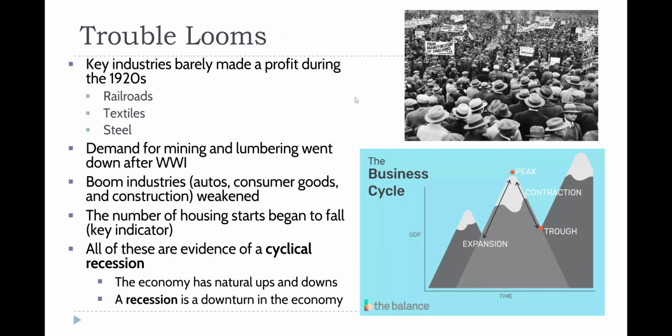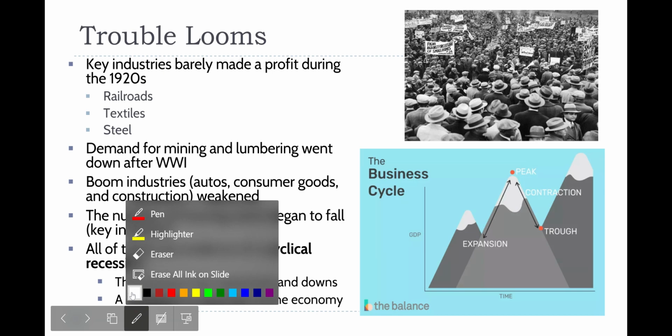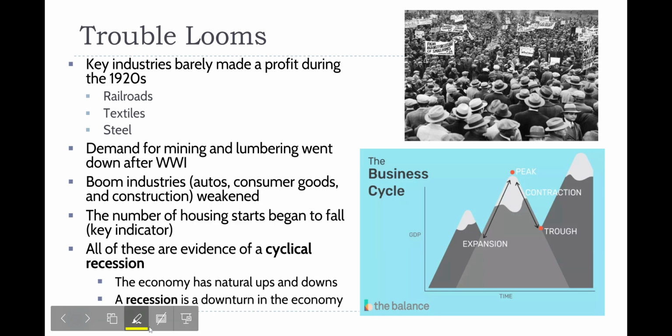Here are some long-term causes, and I called it trouble looms. Basically, what we're looking at here are examples of a cyclical recession. A recession is a downturn in the economy. Cyclical means that it's part of the business cycle. The economy goes through ups and downs. They call them expansions, peaks, contractions, and troughs. You don't even really need to know that, but these are examples of how one could look at the U.S. economy near the end of the 1920s and see a cyclical recession coming.